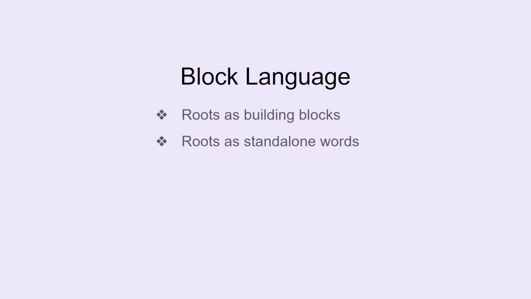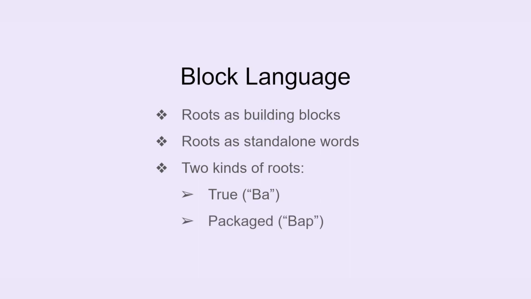And there are two different kinds of roots. There are true roots, such as ba, and packaged roots such as bop. Ba is a true root because there are only two different sounds. There's b and there's ah. So you have combined them to make one true word in that true root, and that has one meaning. And then packaged roots like bop, it has a consonant at the beginning and a consonant at the end with a vowel in the middle. And that's why it's called packaged, because the vowel is sort of packaged between two consonants. And these are the only two roots that can happen.